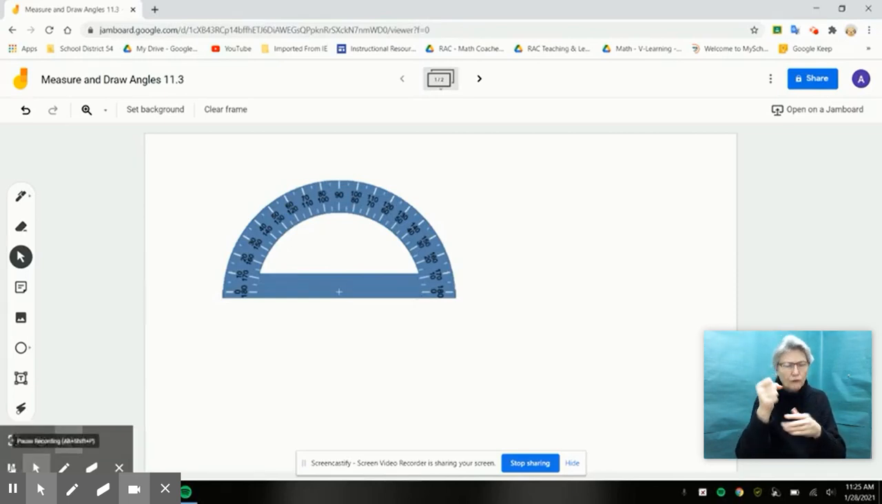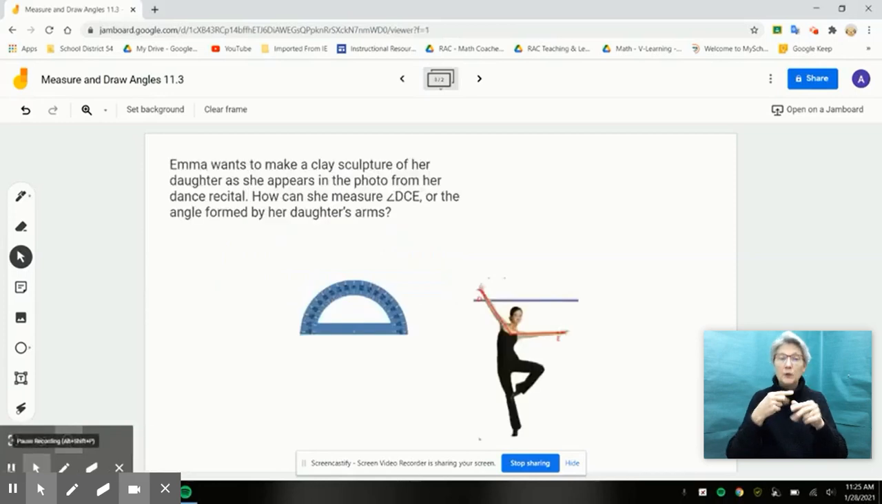Emma wants to make a clay sculpture of her daughter as she appears in this photo from her dance recital. How can she measure angle DCE, or the angle formed by her daughter's arms? Well, just like we talked about today, we're going to use a protractor to help us do that.